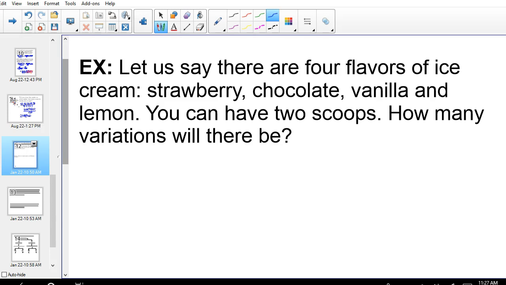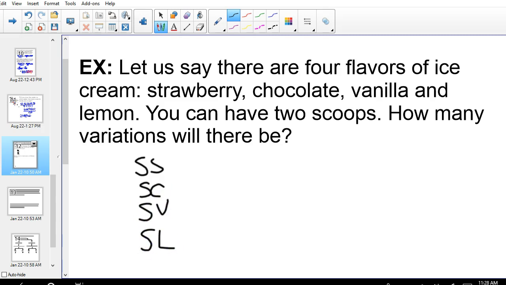If we were actually using the actual ice cream parlor, it would be much more complicated. We are at somewhere where they've only got 4 options. I specifically chose these because they all start with different letters, so it makes it a little easier to do this. So you could get strawberry and strawberry, strawberry and chocolate, strawberry and vanilla, strawberry and lemon.